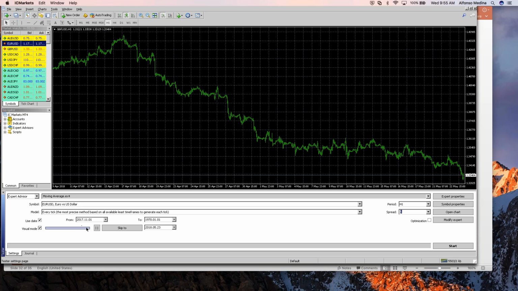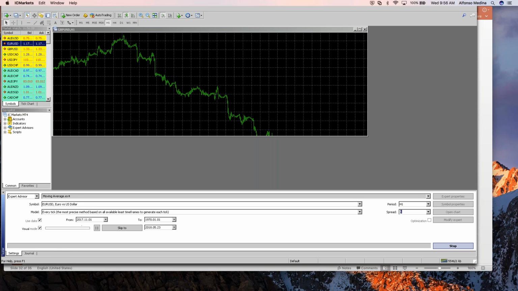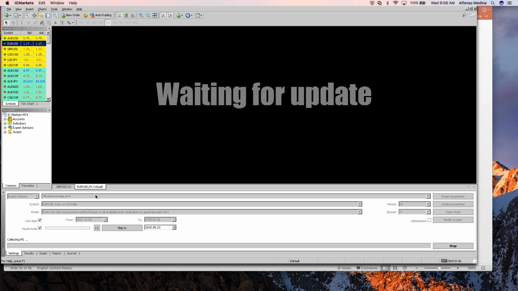Running technical issues today because I'm operating on a Mac. Usually I operate this on Windows, but what you would normally see here is a button to fast forward or not throughout the years in terms of how it is drawing the candles. So if we hit start, it will take you to another window. Now we have to wait for updates. It's taking all the historical quotations. Give it a few seconds.